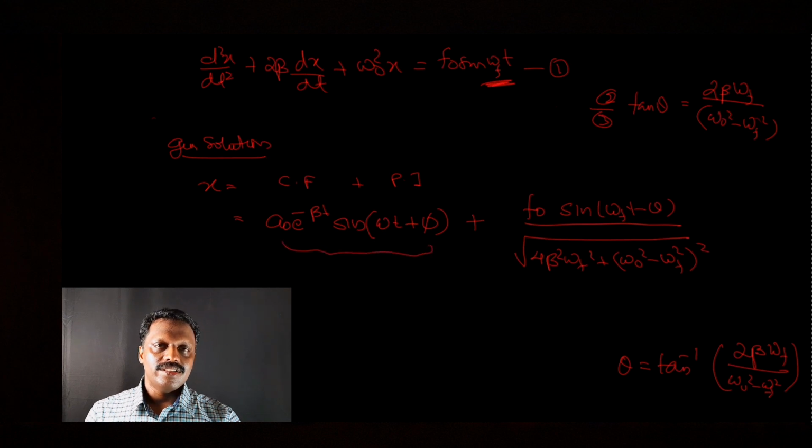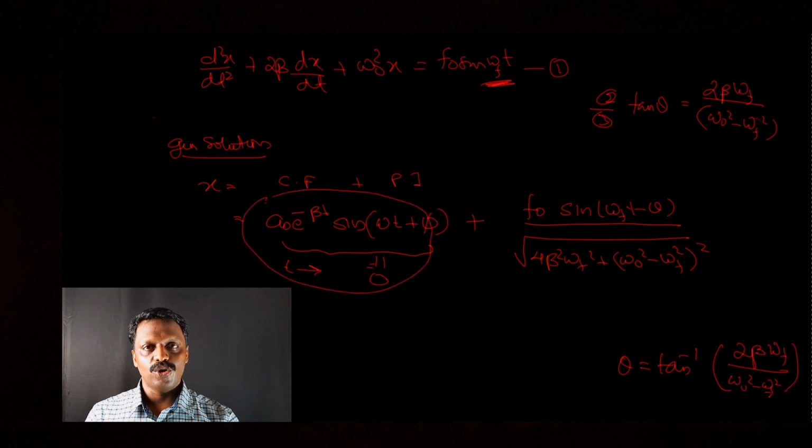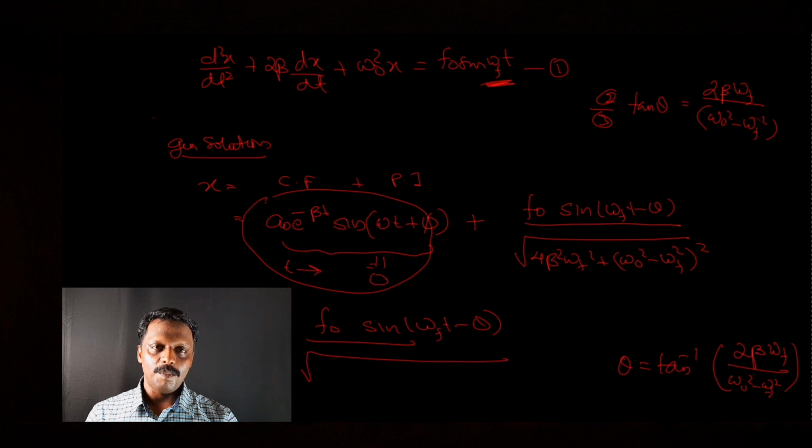Now this is a complete solution, but with the passage of time the external periodic force takes over, so that the first term, that is the complementary function, vanishes with time, so that the final solution will be the particular integral part only, that is x is equal to f naught divided by root of 4 beta square omega f square plus omega naught square minus omega f square the whole square. So this is the final solution for the differential equation of forced harmonic oscillator.